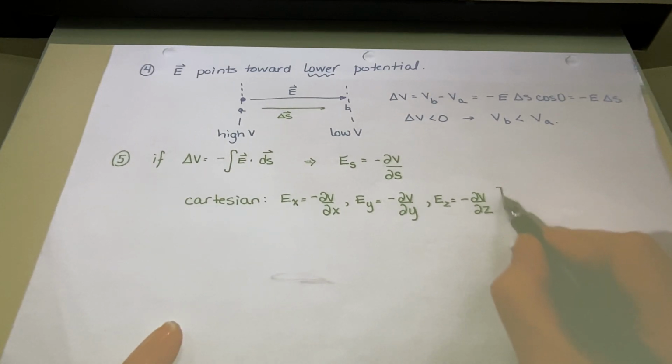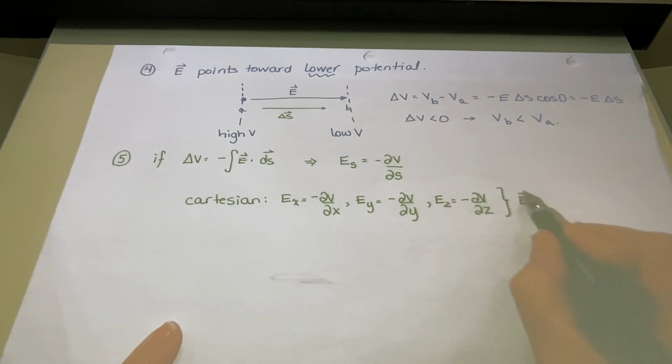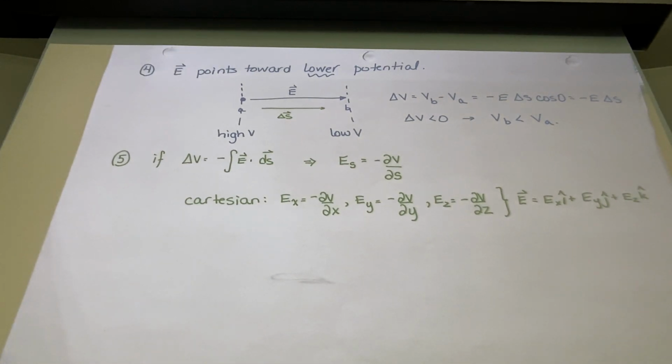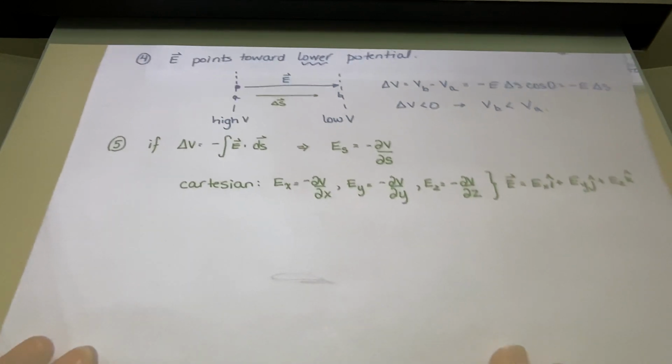And then when you're writing your vector, you would say your vector E is the x component in the x direction plus the y component in the y direction plus the z component in the z direction. And that would be the second reason why people would lose marks. They don't write their answer as a vector. So just be careful with your notation and stuff there.